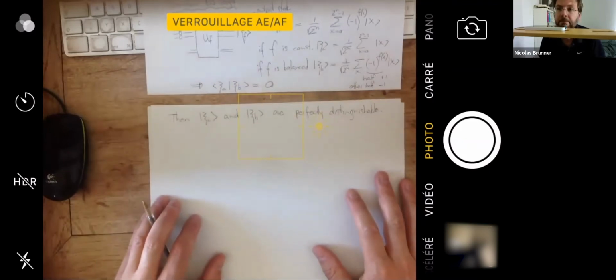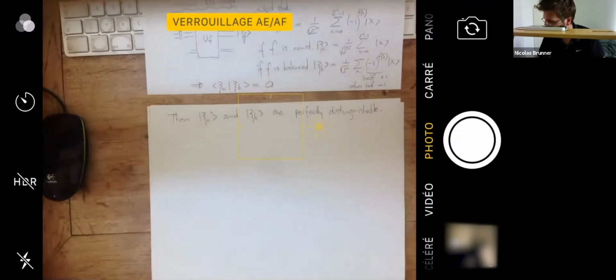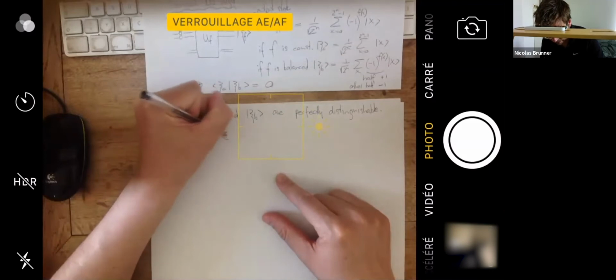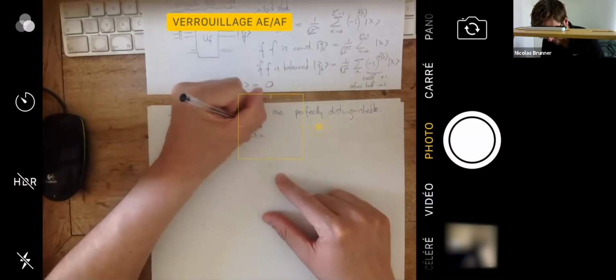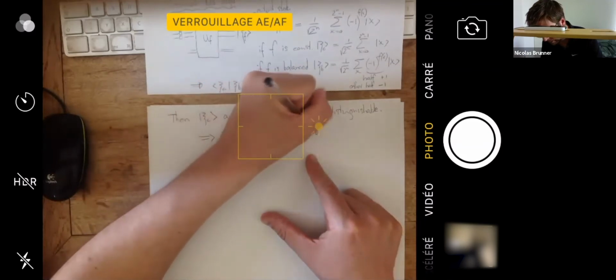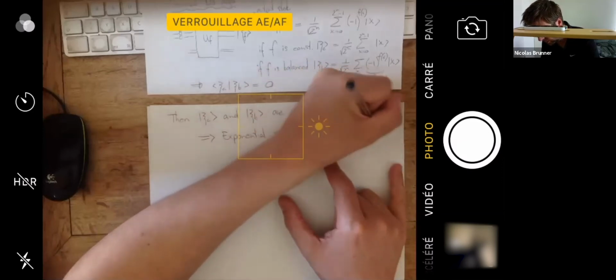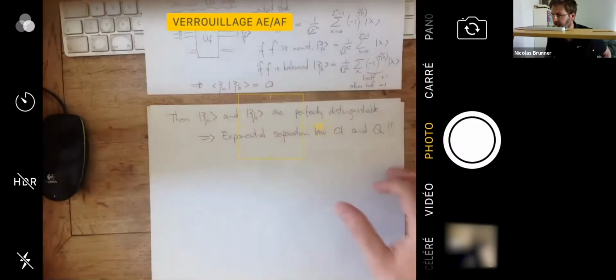Any question? Okay, so that is great. We get an exponential separation between classical and quantum. So that's wonderful.